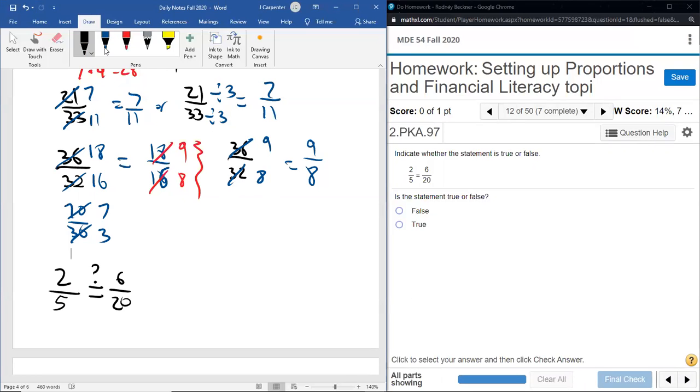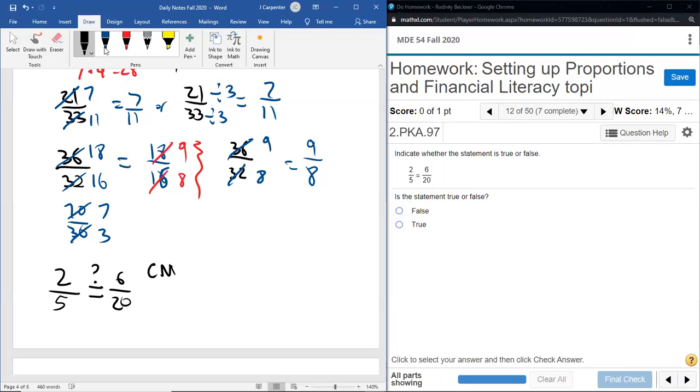So there's two ways you can do this. One of them is to reduce both sides as much as possible and see if they match. If they do, then it's a true. If they don't, it's a false. Another way is, and this is the only way I'm actually going to show, is to cross multiply and see if the left side is the same as the right side.